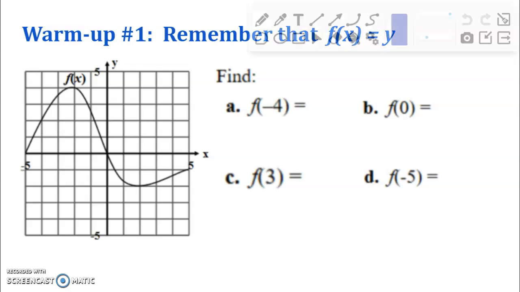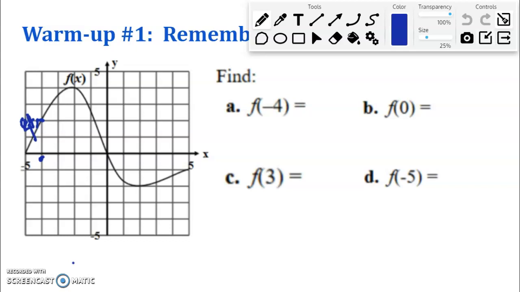So let me use my handy dandy notepad. So negative 4, and the point we're dealing with is right here. Okay, so what is the coordinate for this point? The point is negative 4 comma 2. That means the x value was negative 4, the y value was 2. That's the coordinate of that point. That means the y value, or the output, was positive 2. So I am going to write my 2 there.